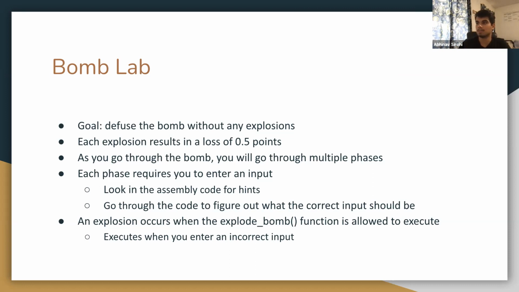To find this input, you could look at the assembly code for hints. There might be different hints hidden in comments in the assembly code or something. Basically you just need to go through the assembly code for that phase and figure out what it's trying to do. Based on that, you'll figure out what the input value is, and then you could enter that, and it'll proceed to the next phase.